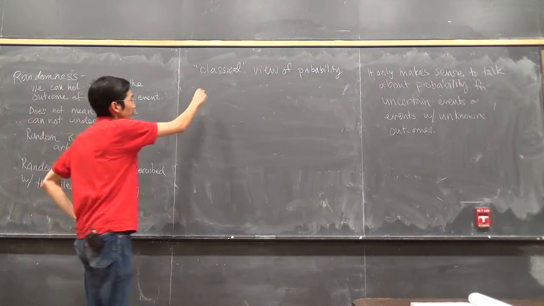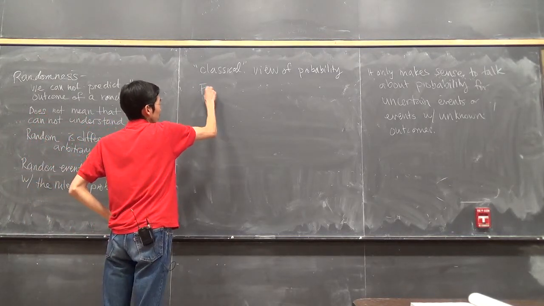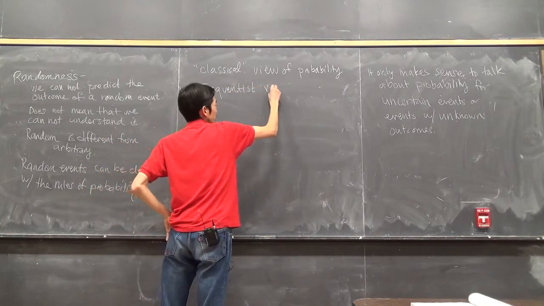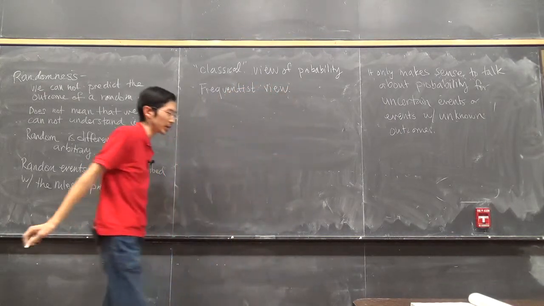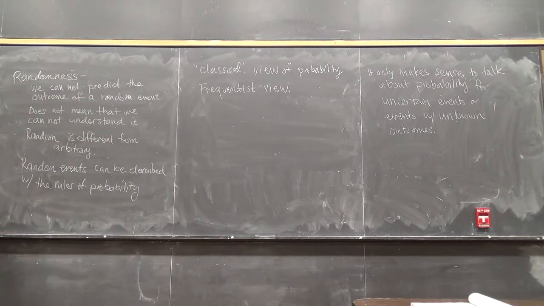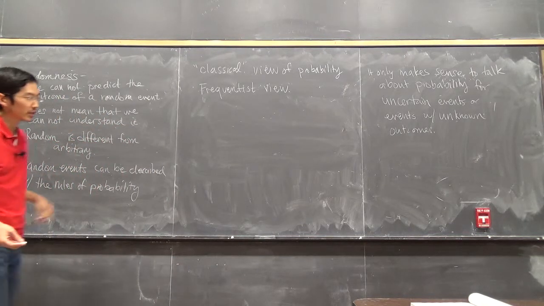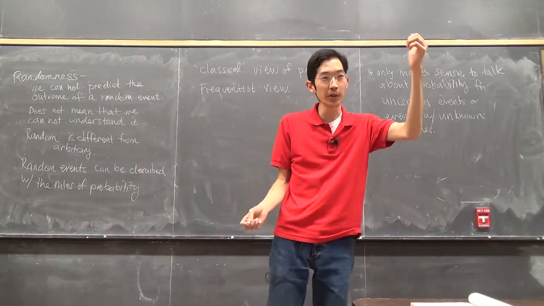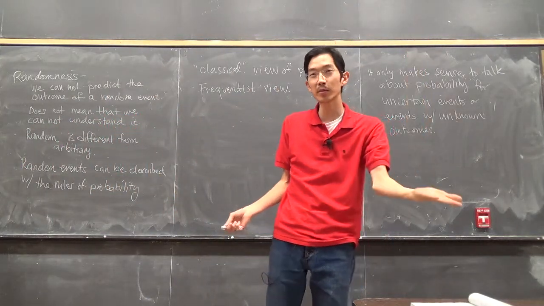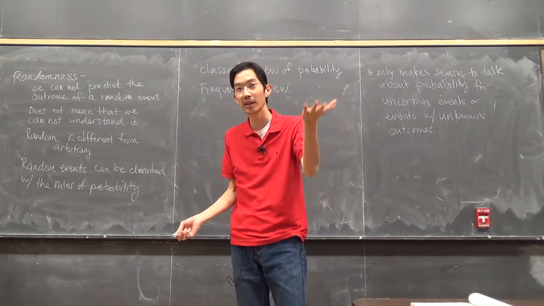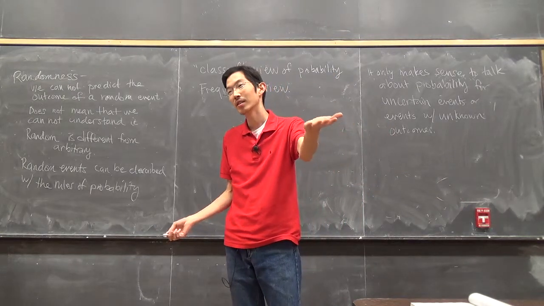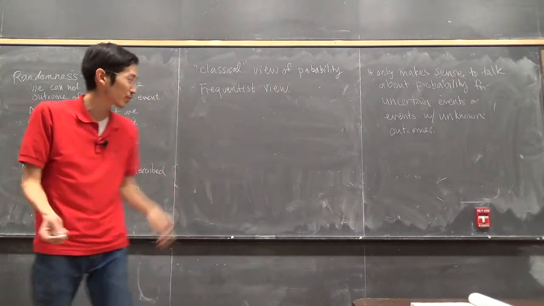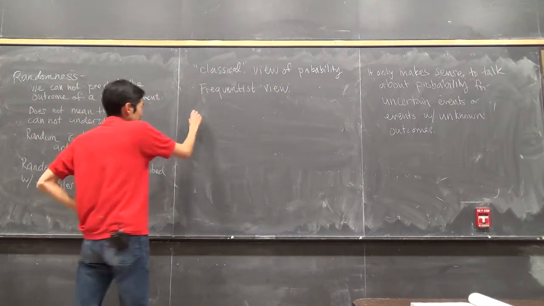So the classical view of probability is also known as the Frequentist View. Okay. It's based on frequencies. And it all comes down to this question: when I flip a coin and I ask what's the probability that it lands on heads, you would say 50%. Okay, you'd say the probability that the coin lands on heads is 50%, or 0.5.